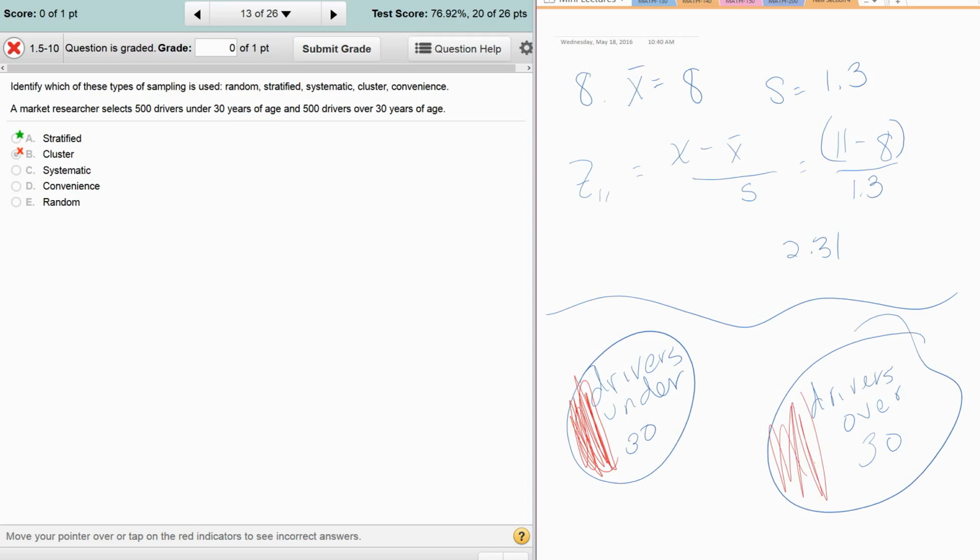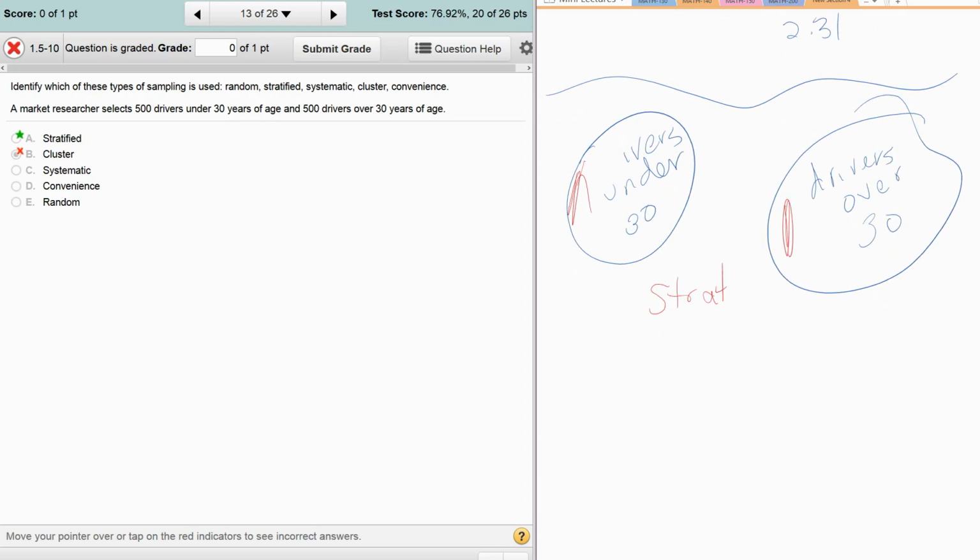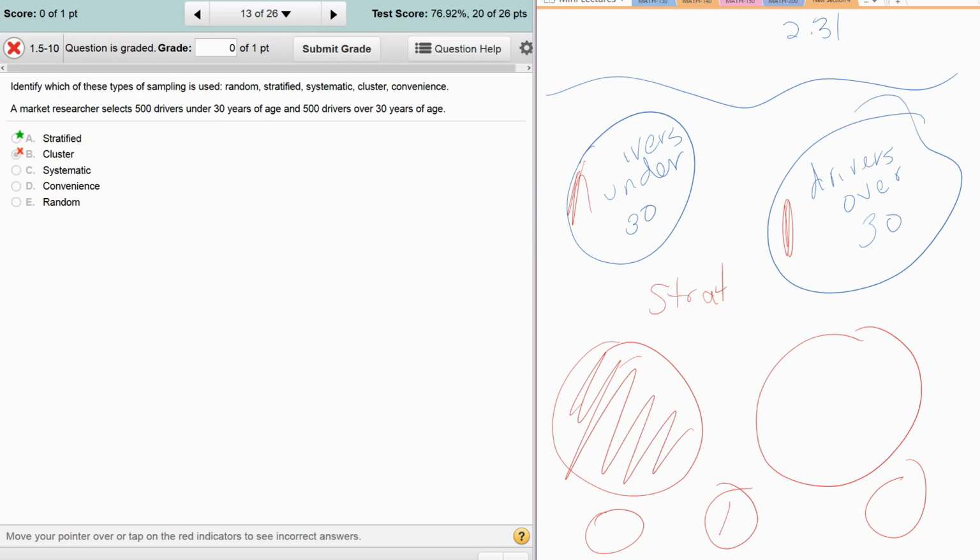Now, when you take some from each of the groups, that is stratified. It would be cluster if instead you took all of the people in one of the groups. So if they said they took all the drivers under 30. So that's when you divide them, and instead of doing some in each of them, this is stratified. Where if we just, let's say we had a bunch of groups, probably makes sense with more than two, and you picked some of the groups and did all the people in those groups, then that's cluster.